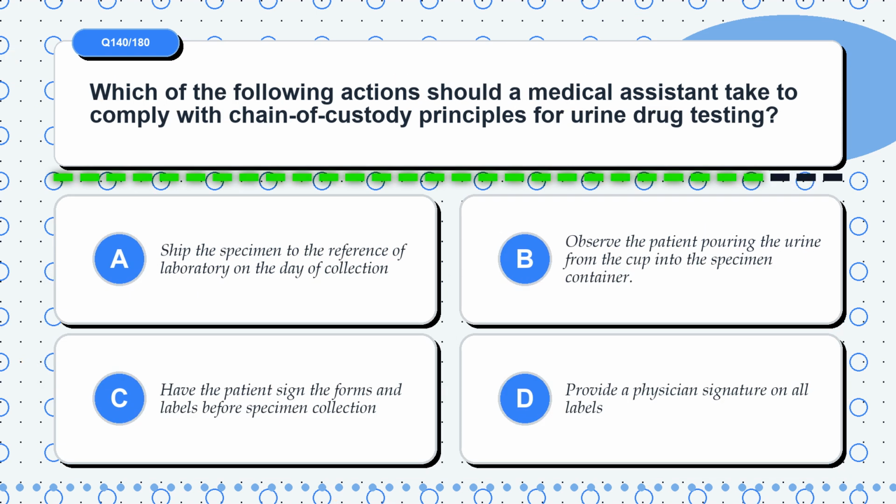Question 140. Which of the following actions should a medical assistant take to comply with chain of custody principles for urine drug testing? Here are the options. Option A, ship the specimen to the reference laboratory on the day of collection. Option B, observe the patient pouring the urine from the cup into the specimen container. Option C, have the patient sign the forms and labels before specimen collection. Option D, provide a physician's signature on all labels.